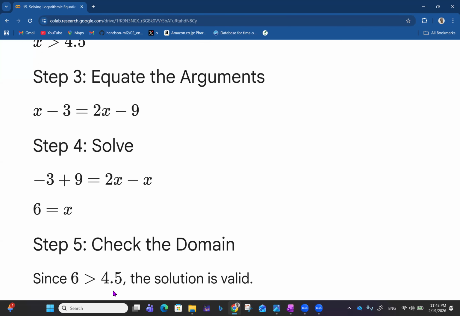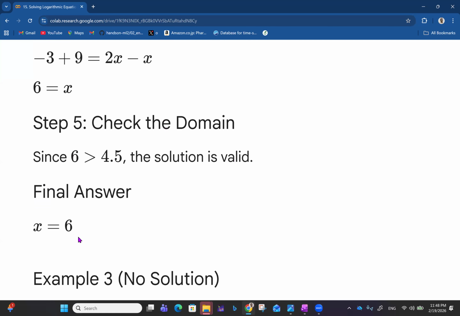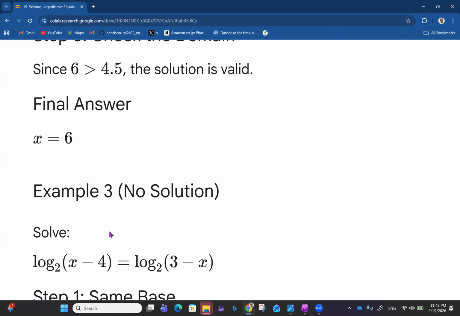And then if you check, since 6 is greater than 4.5, which is the combined restriction, the solution is valid, meaning the final answer again is 6. That is not to say that every time you solve this kind of problem, the answer must be 6. It is just a coincidence that the answer is 6 in these two examples.